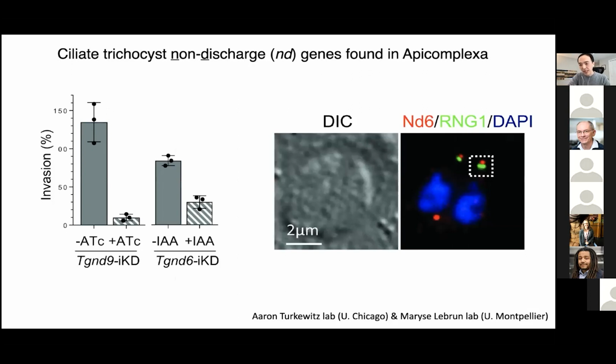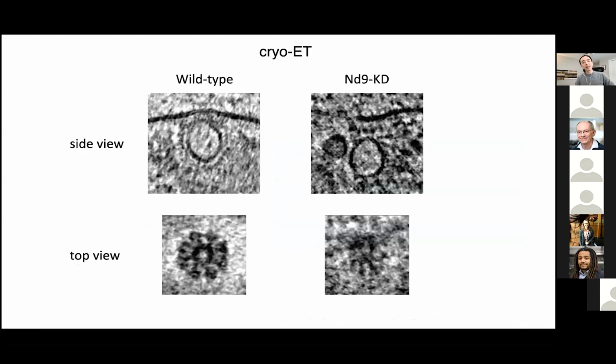By immunofluorescence labeling of the ND6 protein in Toxoplasma gondii cells, they indeed identified that the protein is localized at the tip of the parasite, and RNG1 is another protein known to be localized around the tip of the parasite. So this location and function of the ND protein really suggest that it could be involved in rhoptry secretion. Furthermore, by applying Cryo-ET on the ND9 protein knockdown, we show that in wild type, this is the plasma membrane, this is the AV.